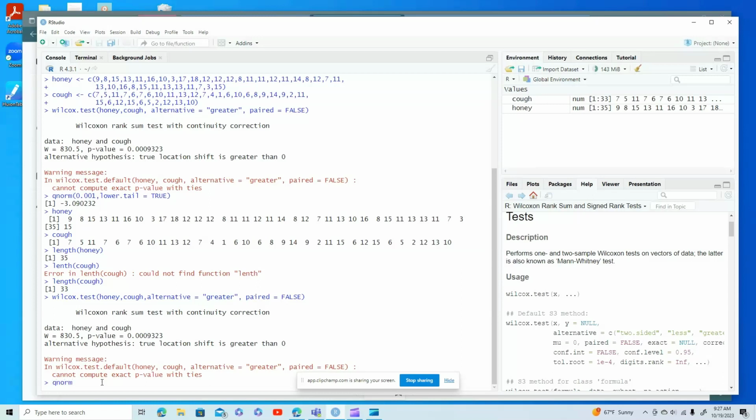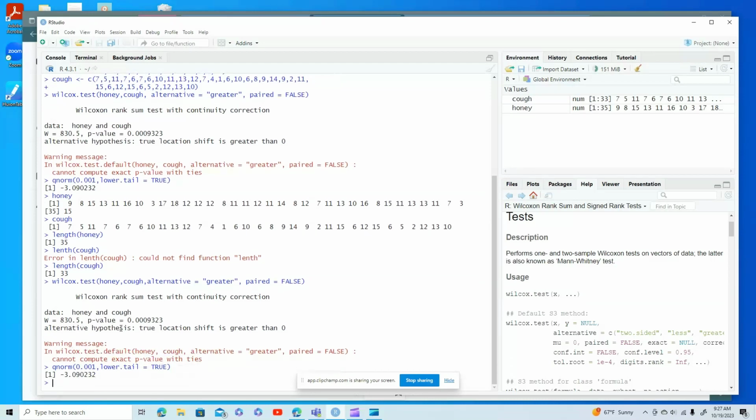qnorm, right, is going to be the 0.001. And then I want lower tail to actually be true. Because remember, we're actually in that lower tail because we're using the cough, right? The shorter one. And then if you do that, you get negative 3.09 to 2 decimal places, which is what it's asking for in the problem. And that makes us happy. All right.